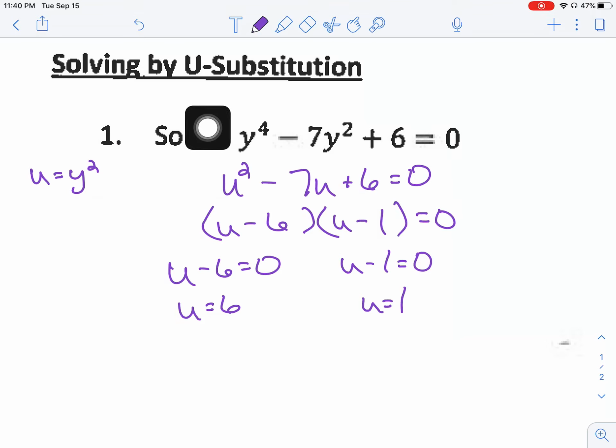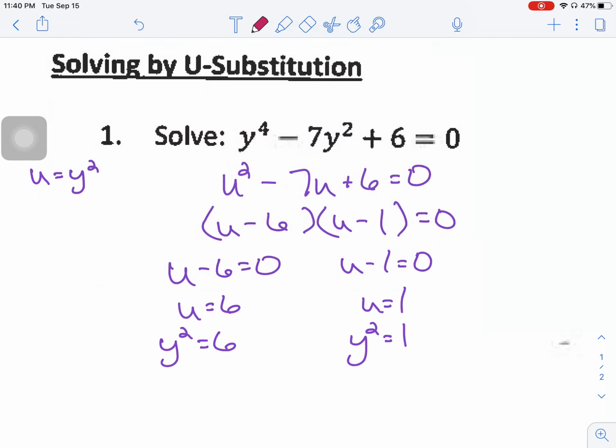But we need to remember that in the original problem, we didn't have u's. We had the variable y. And so each one of these u's is going to get replaced with y squared. So y squared is equal to 6, and y squared is equal to 1. So this is the part where we take it a step further. We're going to keep going now and actually solve for y in the problem.